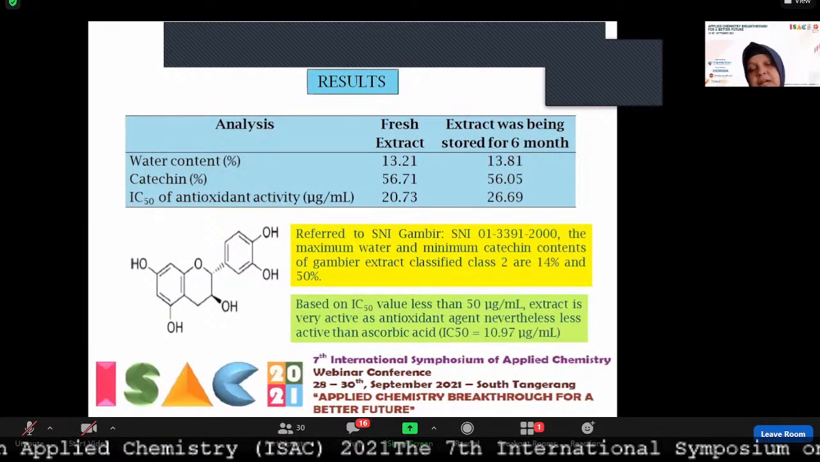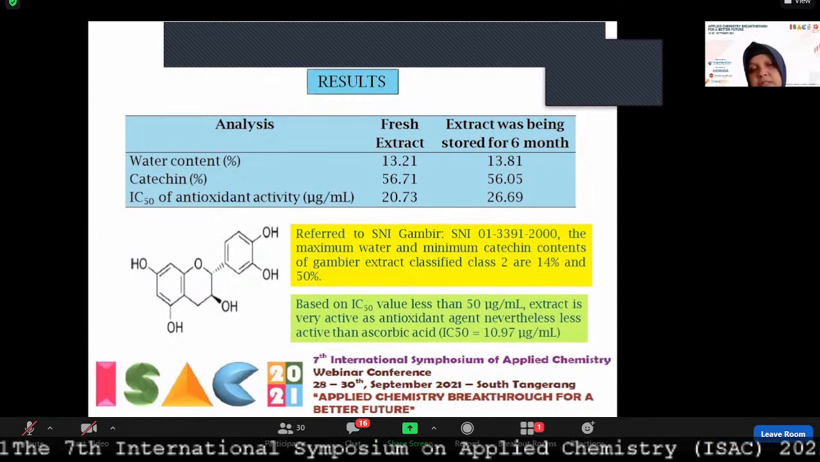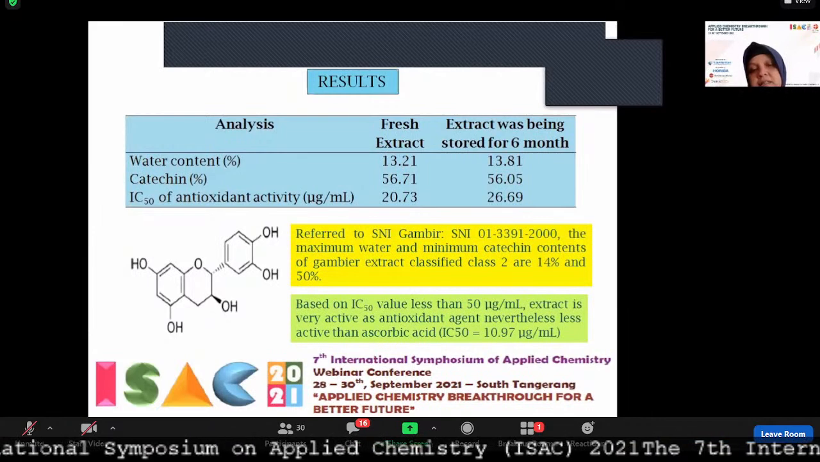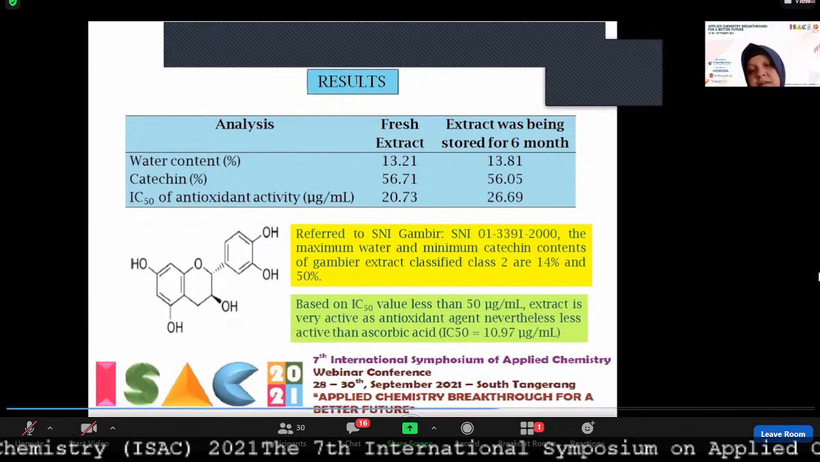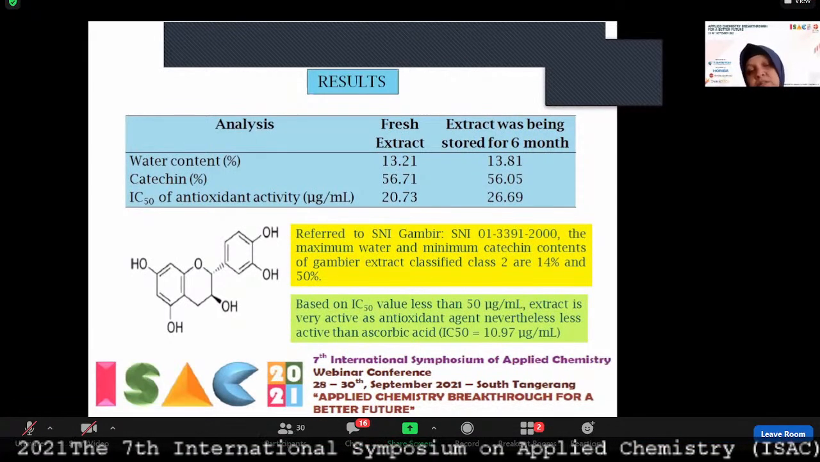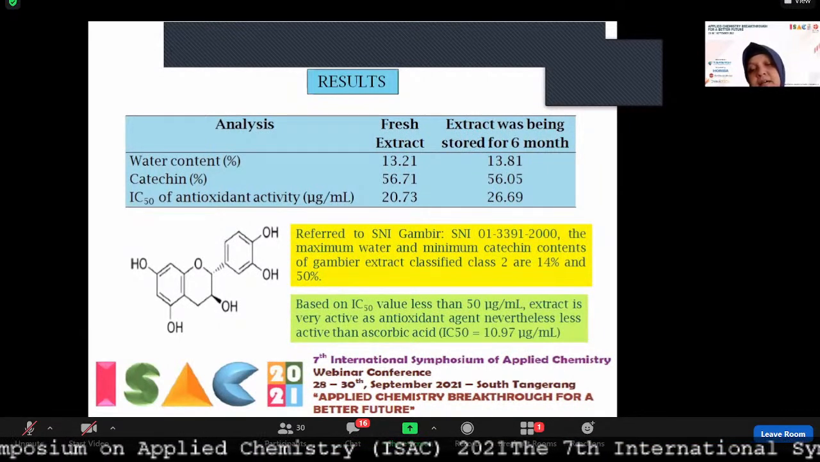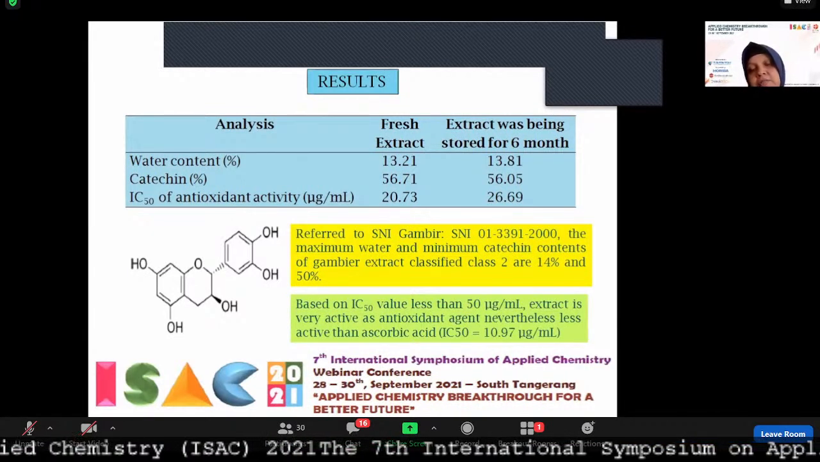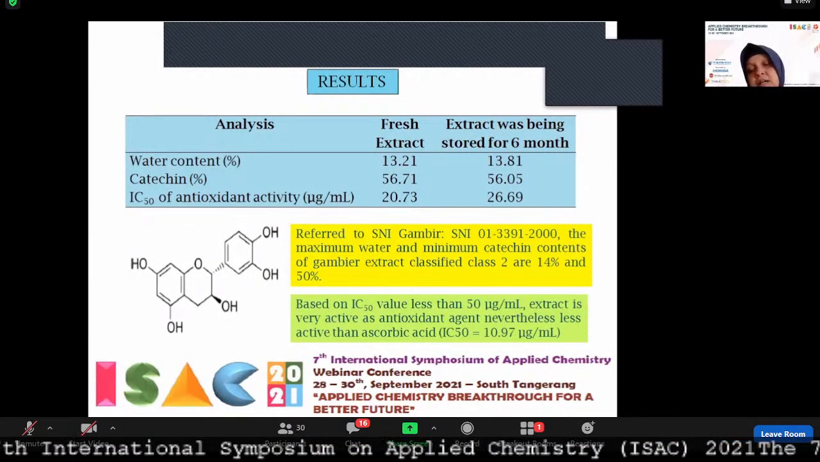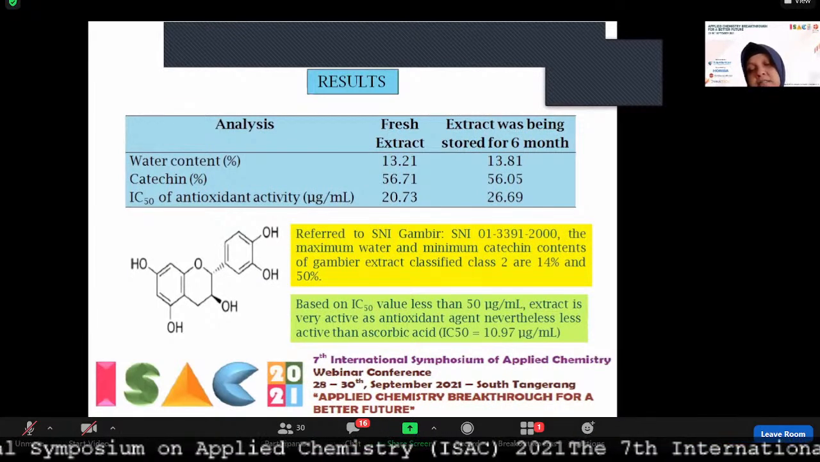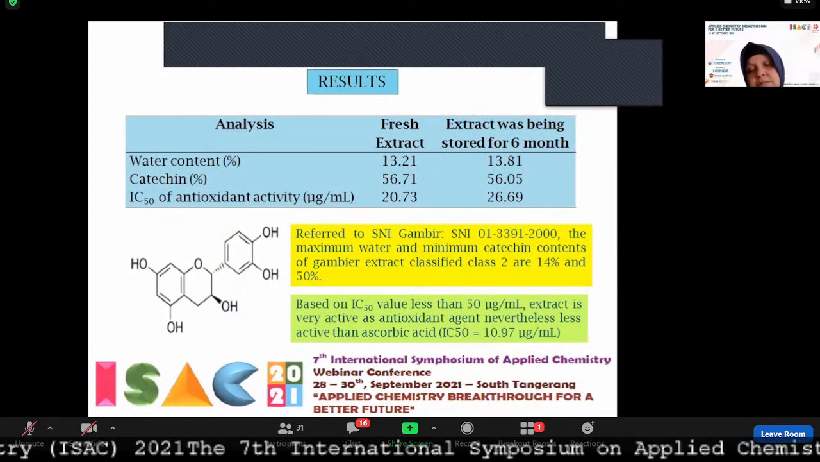From the preliminary study and literature, everybody knows that the major compound of the gambir extract is catechin. Catechin is known as very active as an antioxidant. Based on the Indonesian National Standard of Gambir, based on water and catechin contents of the extract, it is classified as a class 2 Gambir product, and based on the IC50 value that is less than 50 microgram per milliliter, the extract is very active as an antioxidant. However, its activity is less than ascorbic acid, with an IC50 value of 10.97 microgram per milliliter.